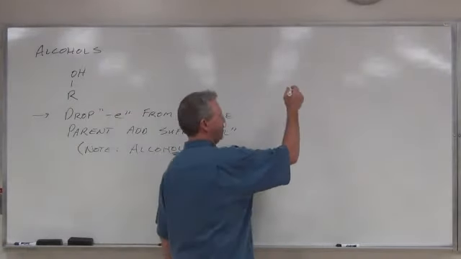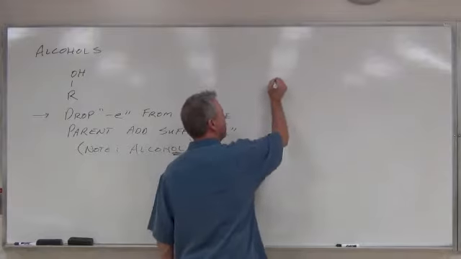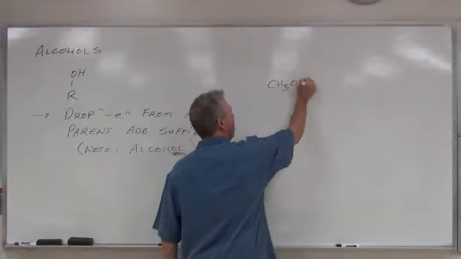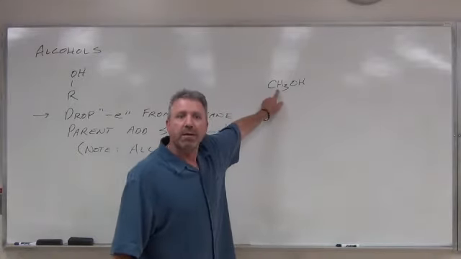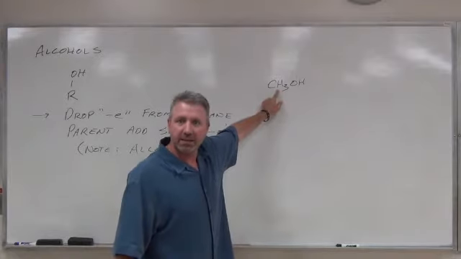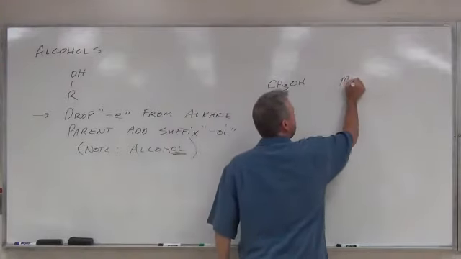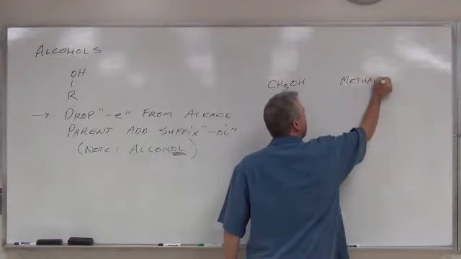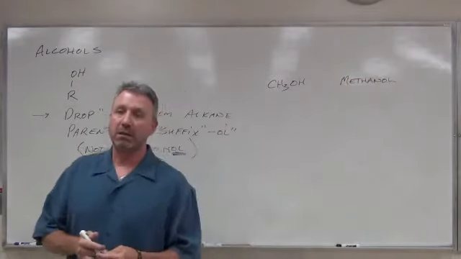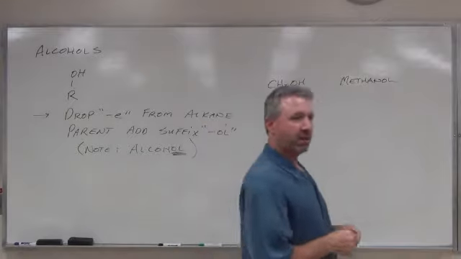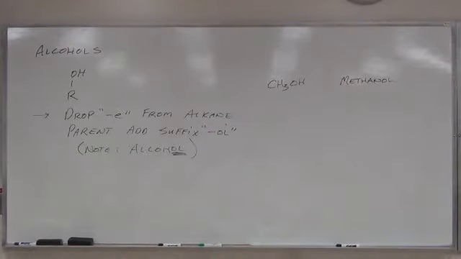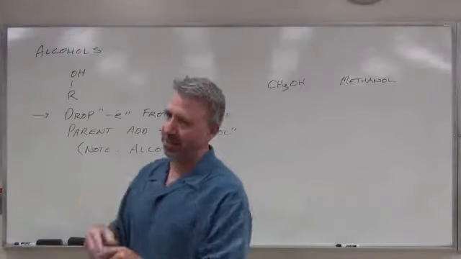So the first couple of members of the alcohol class, we have CH3OH. Normally, the one carbon derivative would be methane, right? This is methanol. Notice we drop the E from methane and we add the suffix OL. You see how important it is to memorize those first 10? Get used to this, because this is how they all work. You drop this from the alkane name and add this.